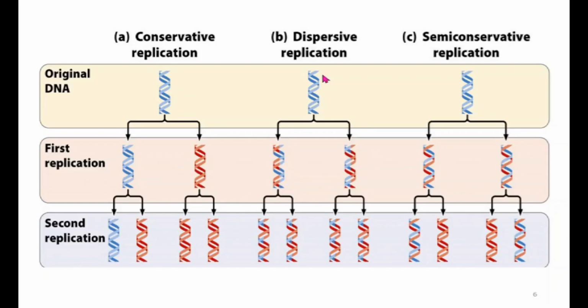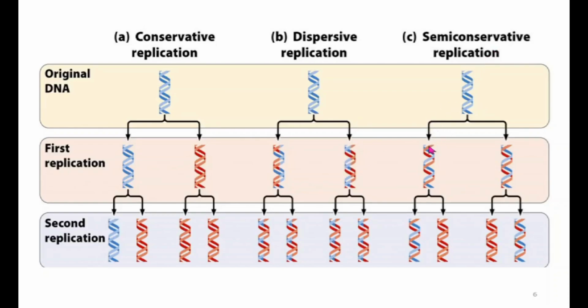And in the dispersive case, here you can see the blue color is old. So here is a fragment of old strand, then the new strand comes, then the old strand, then the new strand, old strand, new strand, in a fragmented way. That is dispersive. The same is true here.